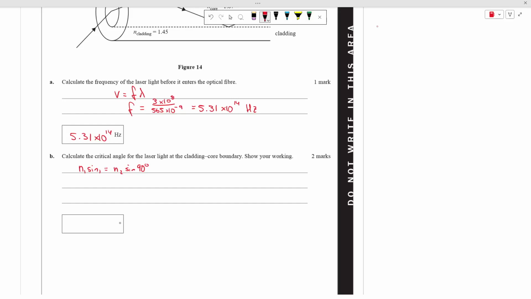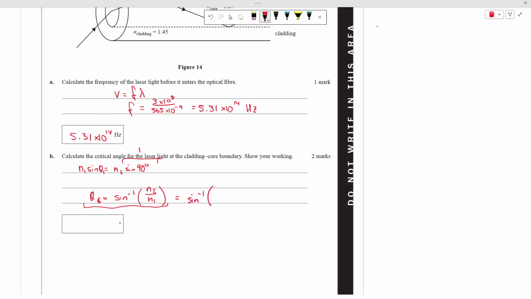Okay, and then sine theta 1, not sine 1. Okay, so theta 1 is equal to, oh, by the way, sine of 90 degrees just equals 1. And then so theta 1, your critical angle, is inverse sine of n2 over n1. Okay, so put a little subscript c for critical. So this formula itself should be on your reference sheet that you bring in yourself. Plug everything in.